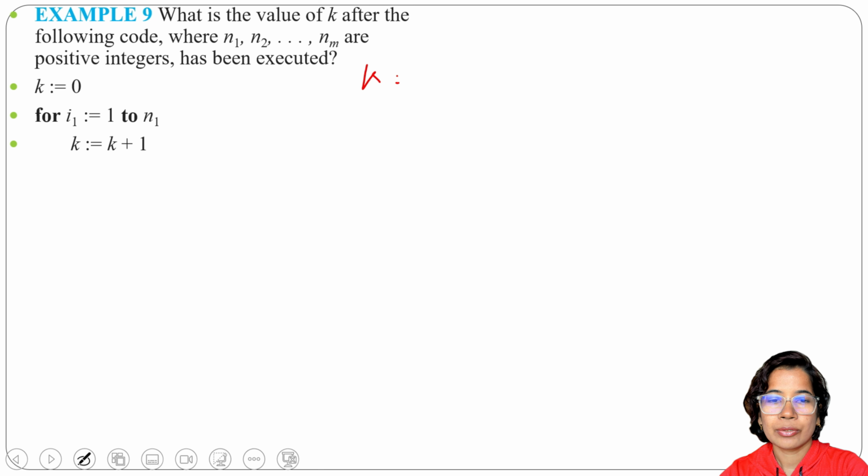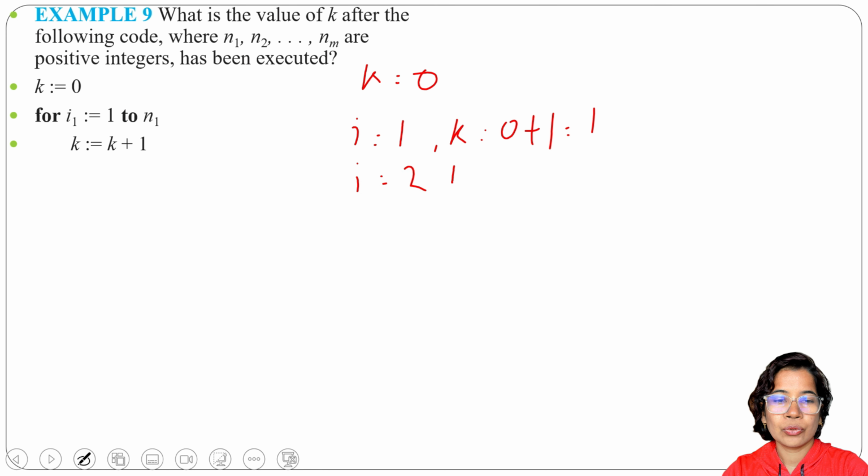Initially, k equals 0. Then for I equals 1, k will be 0 plus 1, it's 1. Then for I equals 2, k will be 1 plus 1, it's 2. Then for I equals 3, k equals 2 plus 1, it's 3. Like this, for I equals n1, k will be n1 minus 1 plus 1, it's n1. So after this loop, k equals n1.